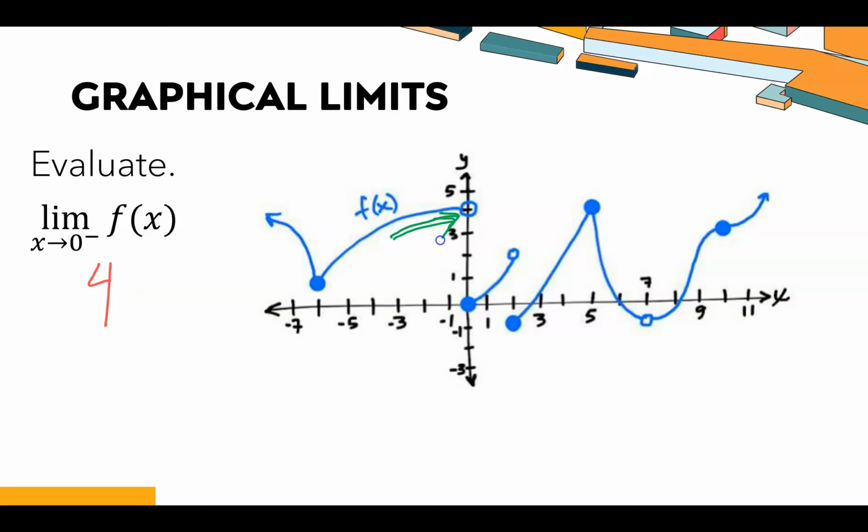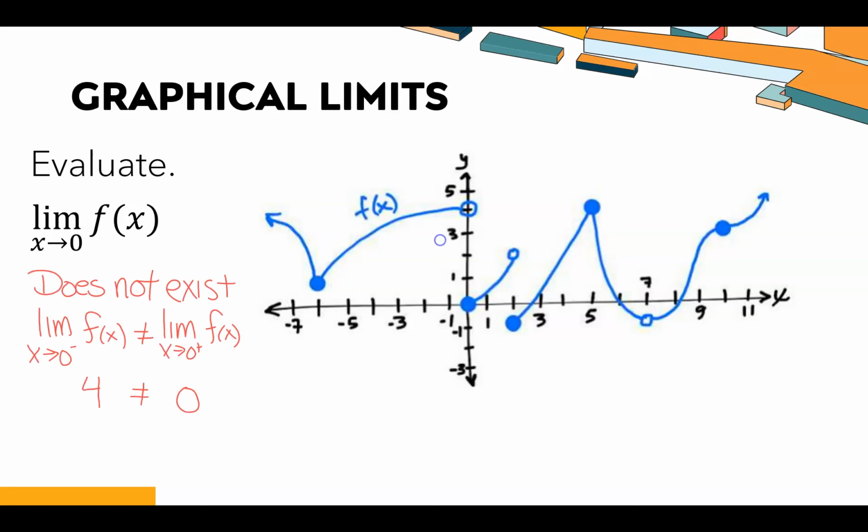And hopefully you know what's coming. So what's the limit as x approaches 0 from both sides of f? We don't read it that way, but I figure you're watching this to learn, so why not say it all? We would read this as limit as x approaches 0 of f. And our answer is does not exist. Why not? Because the limit as x approaches 0 from the left of f is 4. The limit as x approaches 0 from the right of f is 0. And those two limits are not equal to each other.